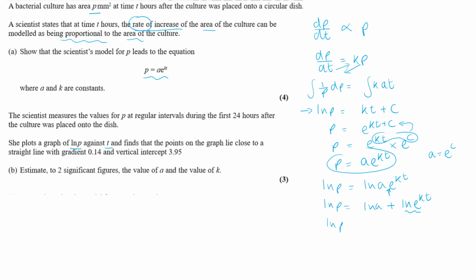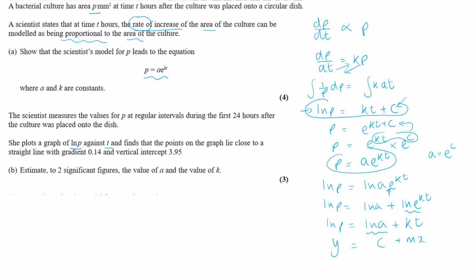So it'll be ln of P is equal to the ln of A plus, not plus e to the kt, just plus kt, which is essentially what we had here, but the constant of integration is actually the ln of A. Now we're told that when she plots this, it is a straight line. So we can see this is of the form y equals mx plus c.